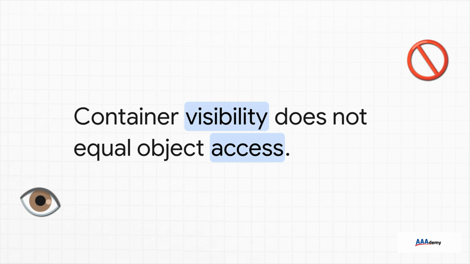In Snowflake, object hierarchy is strictly enforced. There's no such thing as assumed permissions here. Container visibility simply means you have a surface-level look. You know the box exists, but merely seeing the outside of the box definitely doesn't equal access to what is locked inside.